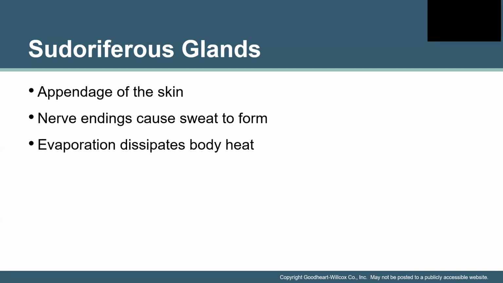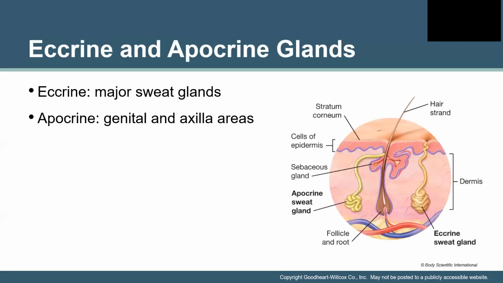The sweat glands contain nerve endings that cause sweat to form when the body temperature or external temperature is elevated. The evaporation of sweat from the skin surface is what helps with the dissipation of heat, and this helps us in the cooling mechanism. There are two types of sweat glands. One is called an eccrine gland, and one is called an apocrine gland.